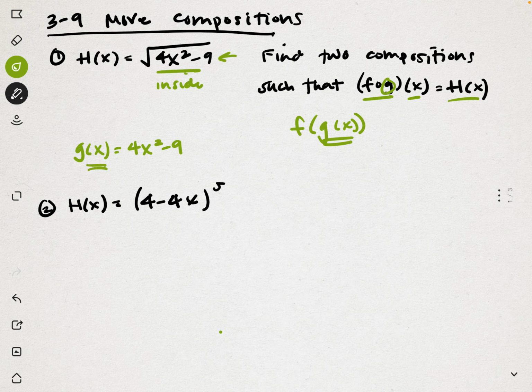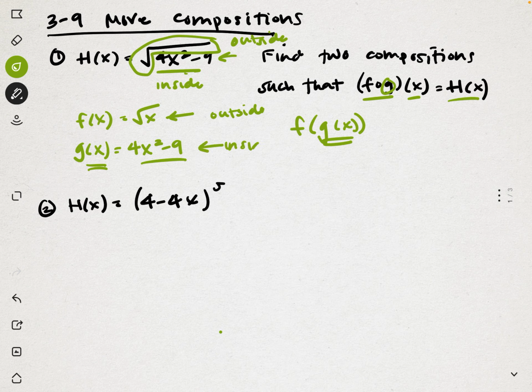Now our outside function, f of x, is this square root. So we're going to say square root of x, because we're not going to plug that whole thing in there, we just say x, because we substitute our g of x into our x to compose our function. This is pretty easy. We've got to figure out what is the outside. That's going to be our f of x, and the inside is going to be our g of x.